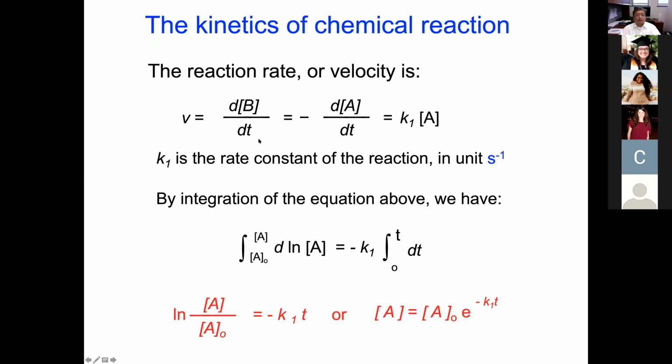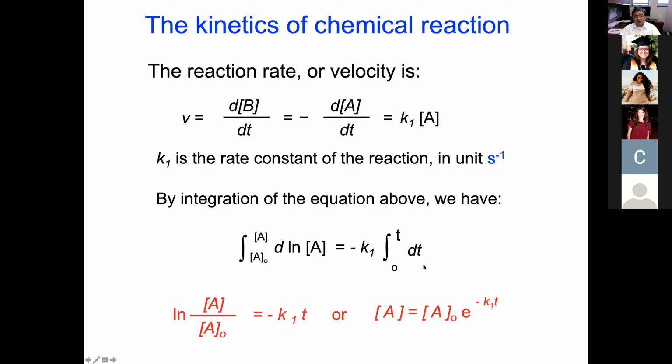We talked about this in the previous lecture. The velocity of a reaction can be described as the product of the rate constant multiplied by the concentration of the substrate. For this first order reaction, the unit of k is the inverse of time, as I show here. For this equation, we can do an integration, and then we can describe how fast A disappears or how fast B accumulates.